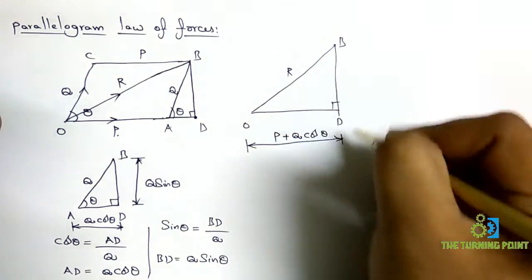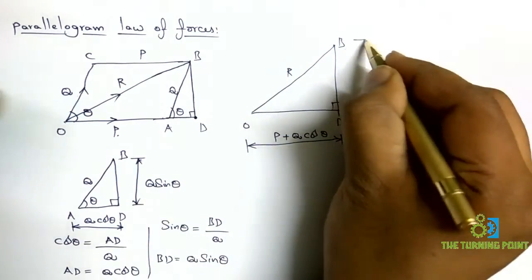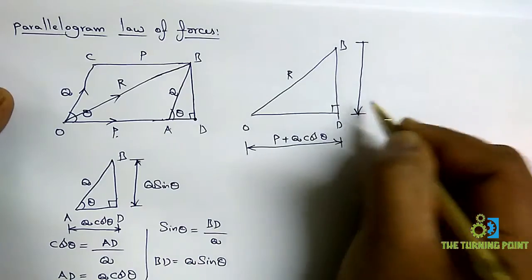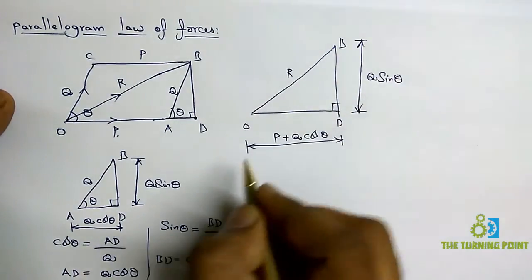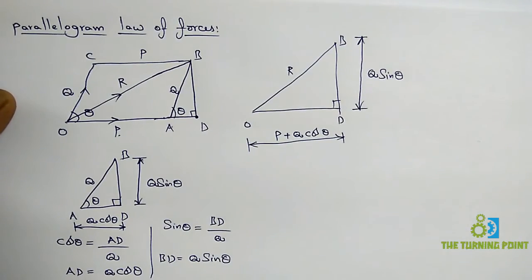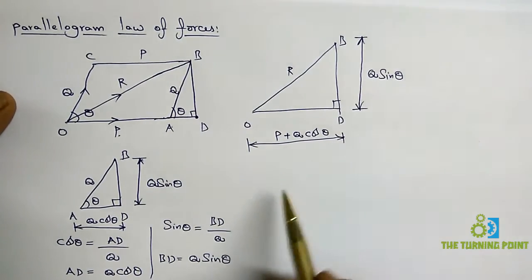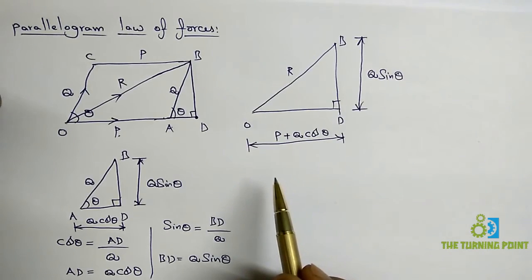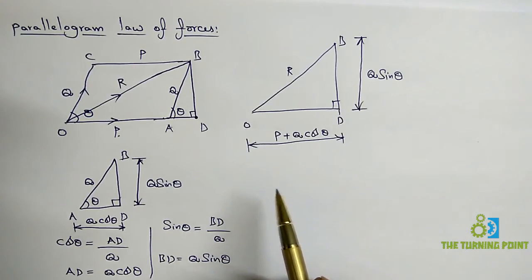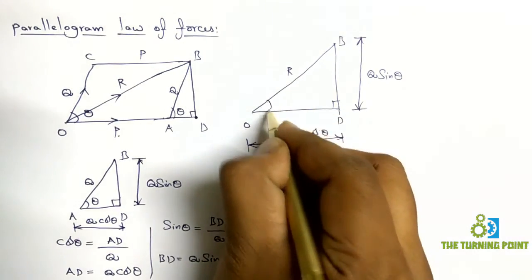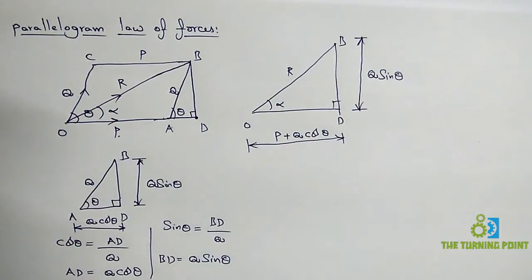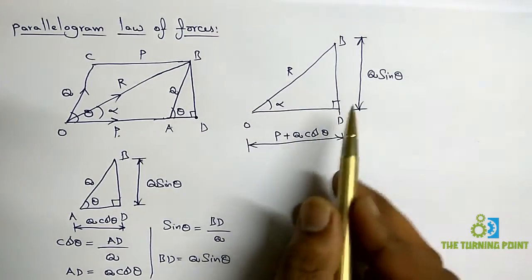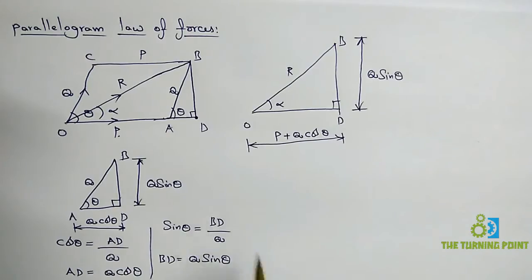And next, the distance BD, which we got as Q sin theta. So here I would like to find the relation between the resultant and the two forces, and the resultant is a force, so I need to find the magnitude as well as direction. Let us consider the resultant is making an inclination of alpha with the horizontal or force P. So I have considered like that.